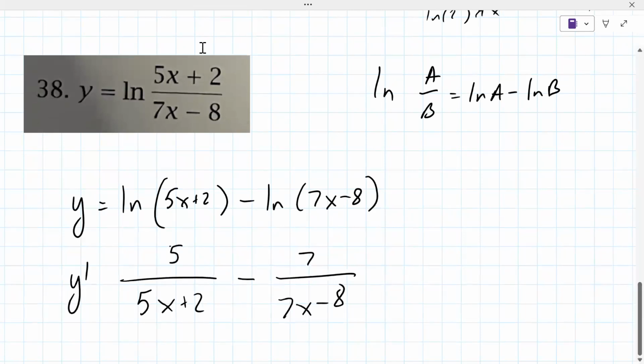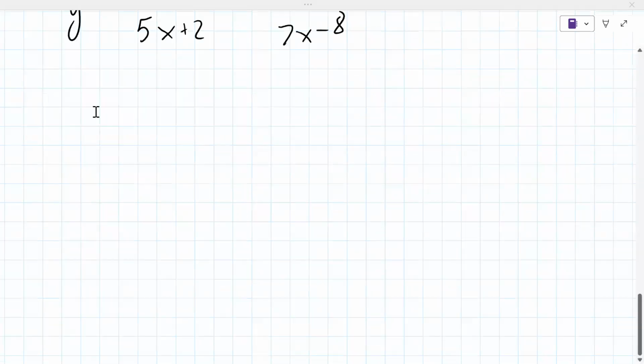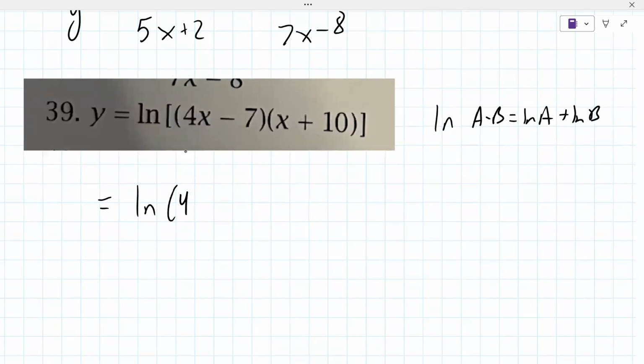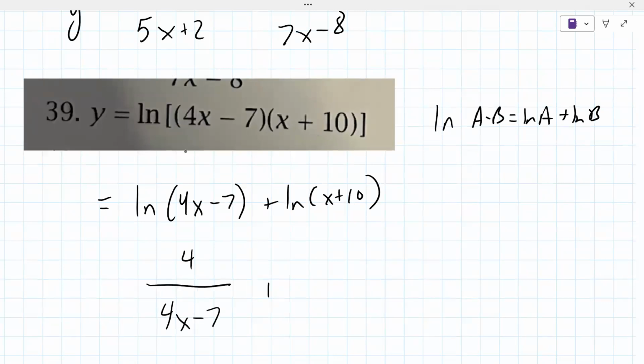Very good. So the other type of problem you will see is something like this, where you use the product rule. Natural log of a times b becomes the natural log of a plus the natural log of b. So this becomes natural log of 4x minus 7 plus natural log of x plus 10. Could you take the derivative again?